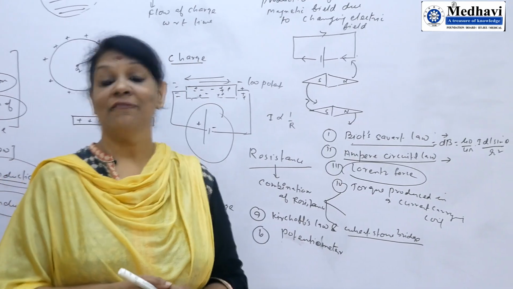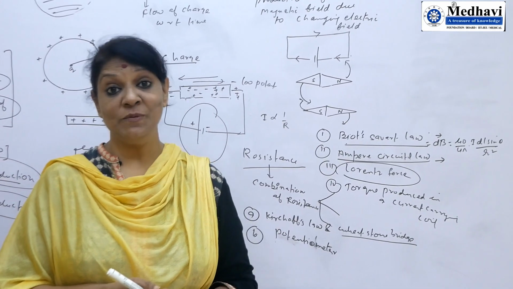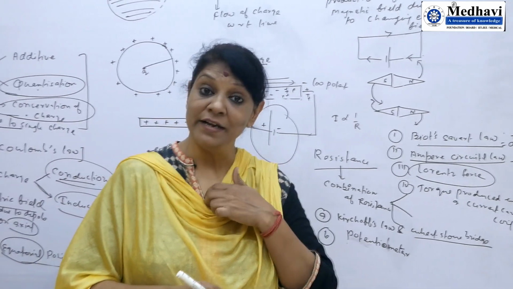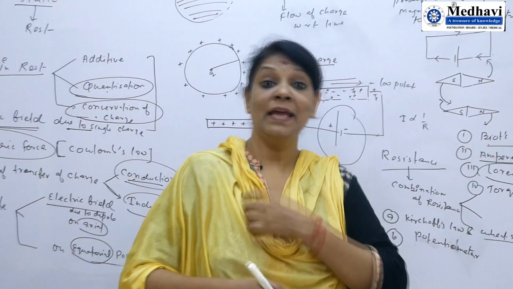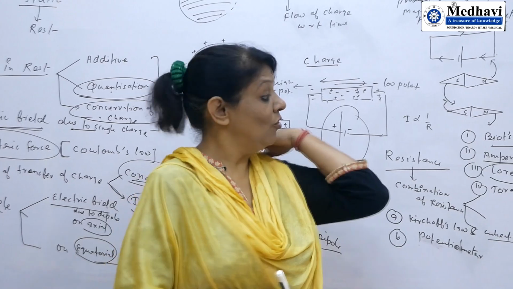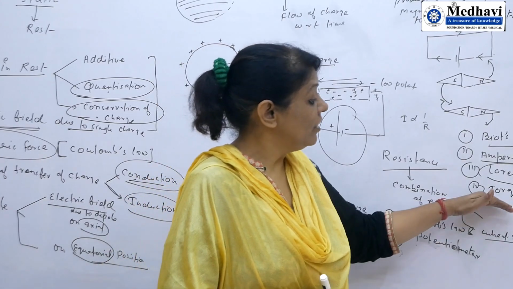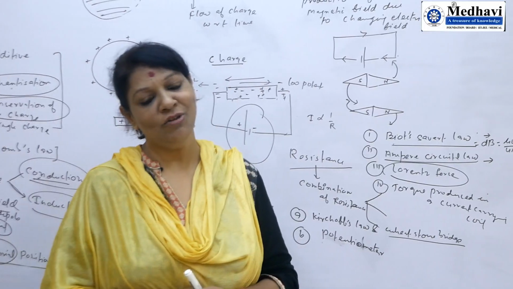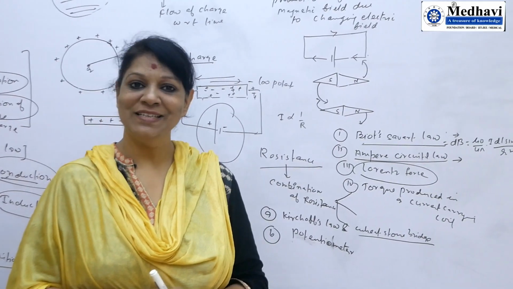Mind it, a galvanometer is a device which gives a signal that current is flowing or not. Flow of current signal is given by the galvanometer. So when we understand the concept of torque produced in a current coil, then we can explain the galvanometer.